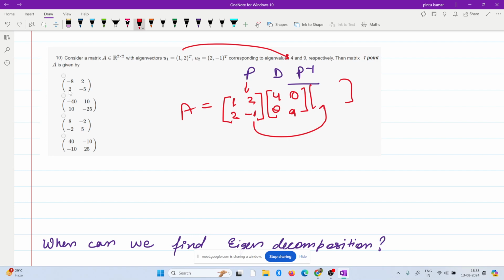Somebody says option B. We'll wait for others to verify. Let's use a tally mark to say that somebody has said this is the correct answer. Let's see what others say.